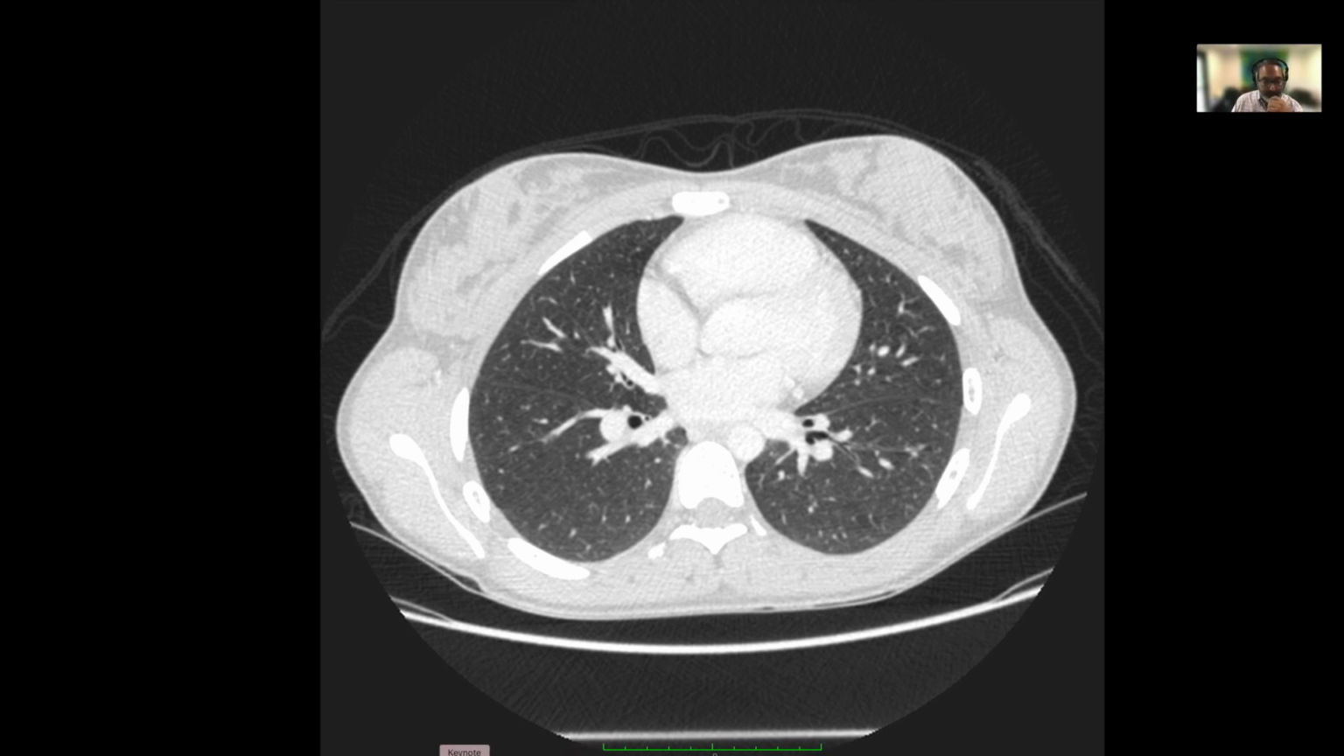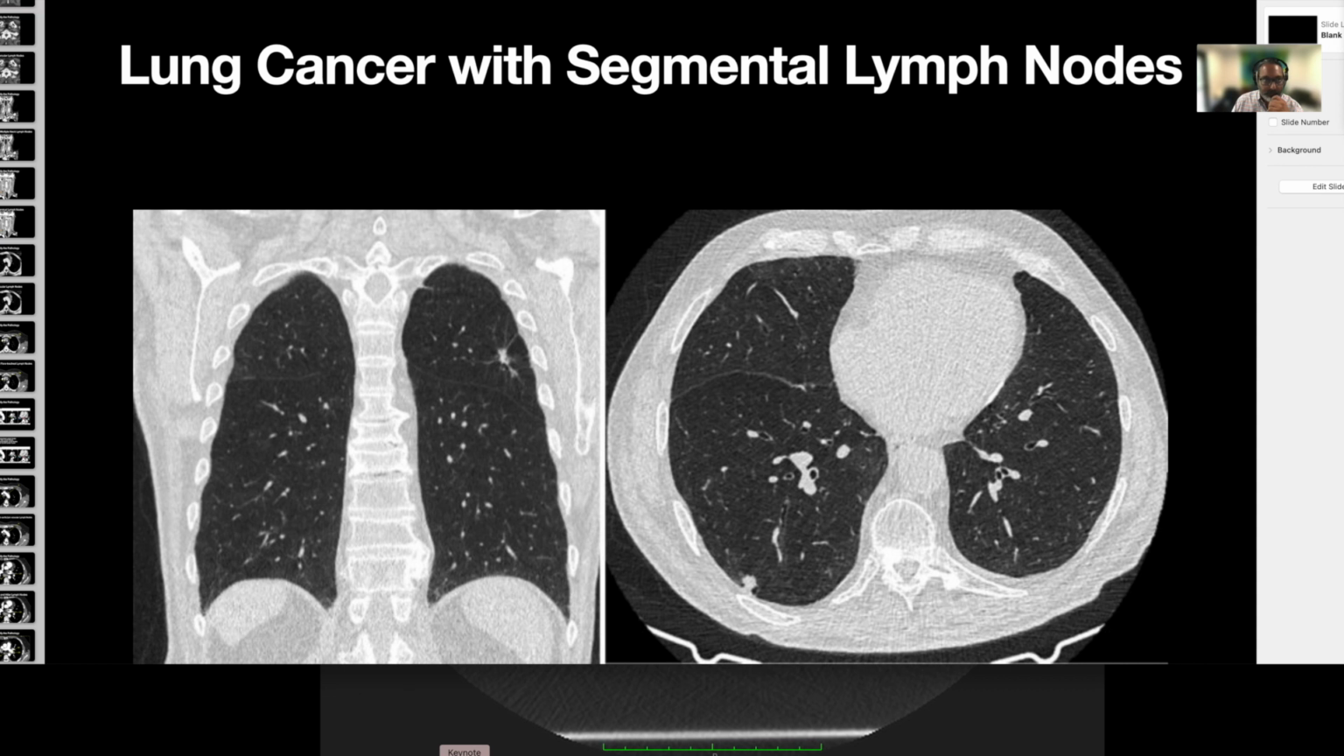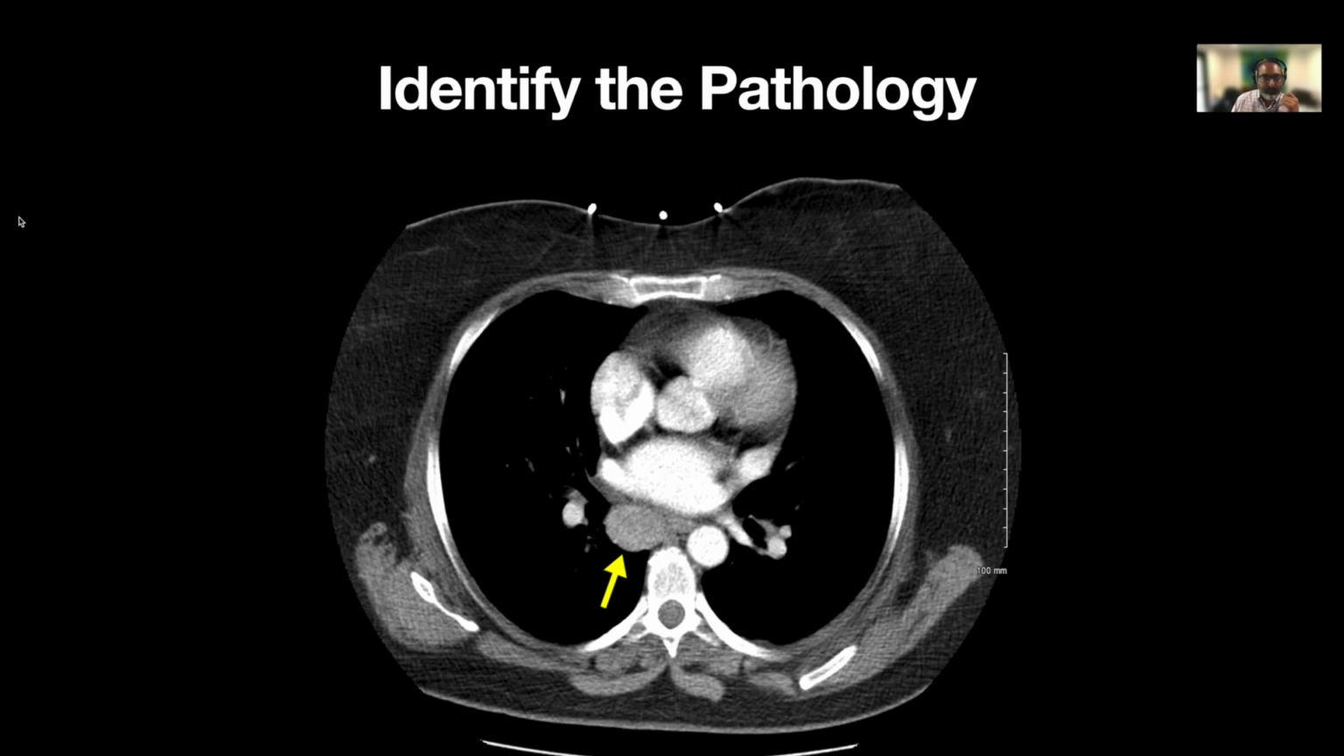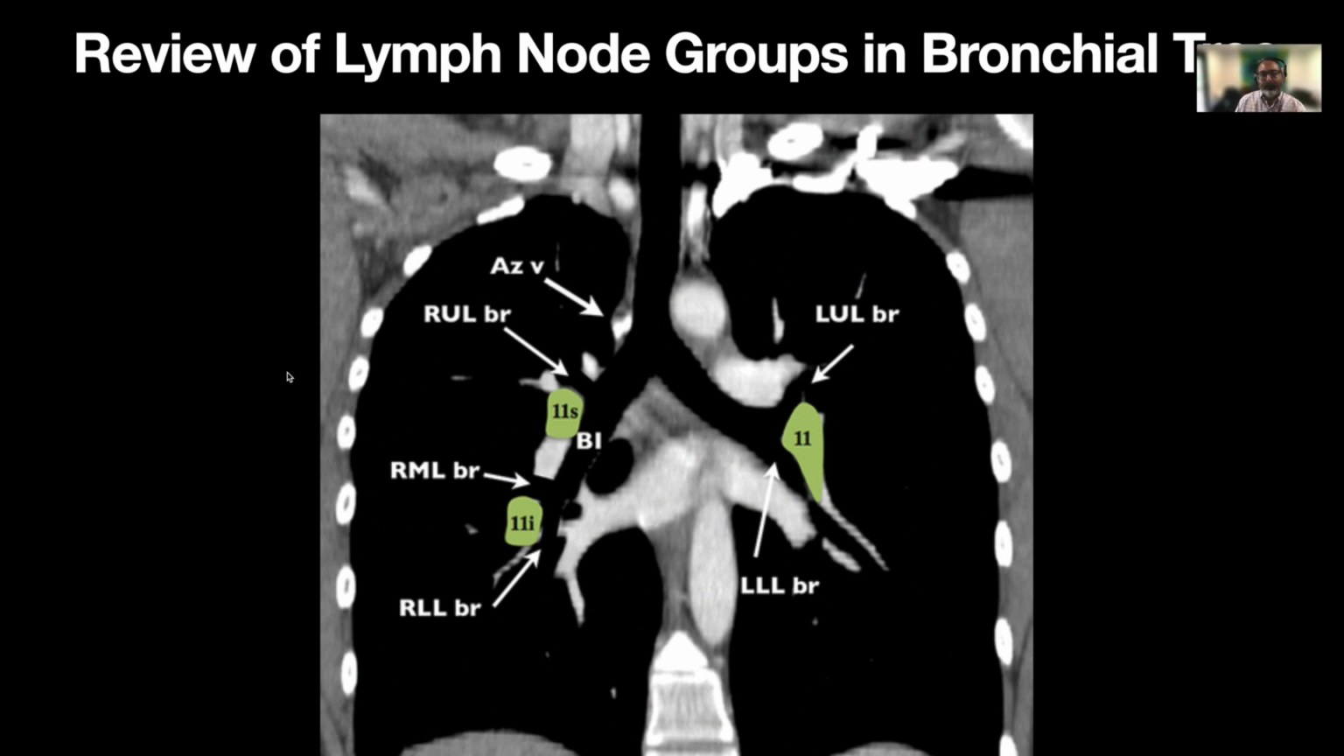I actually have a good image. I'll show you. It's in this presentation somewhere. Where am I in this presentation? There, this is the image. So this is a review of lymph node groups. Paratracheal around here. Subcarinal will be here. Yep. Hilar would be here.